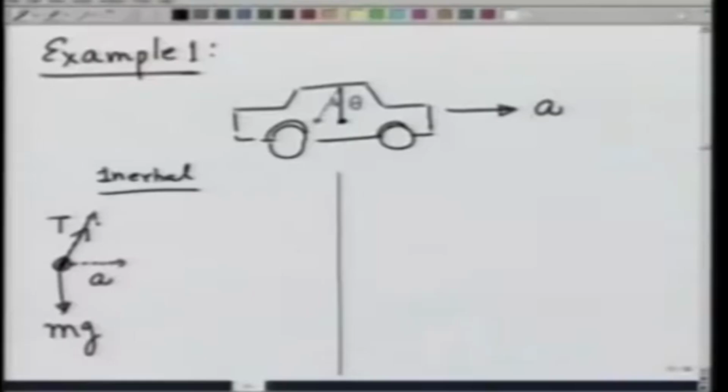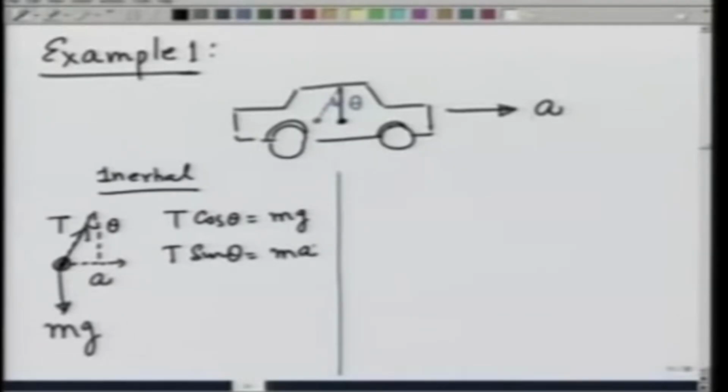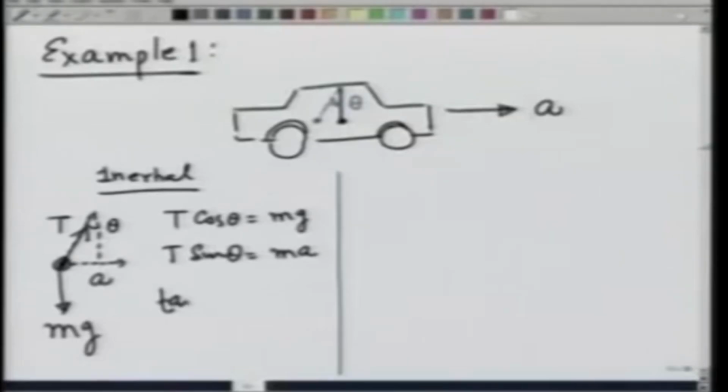If this angle is theta, then you can see that T cosine theta is equal to mg, because the ball is not moving up and down, and T sine theta is equal to ma, because the bob is accelerating towards the right with an acceleration a, and that gives you tangent theta equals a over g.